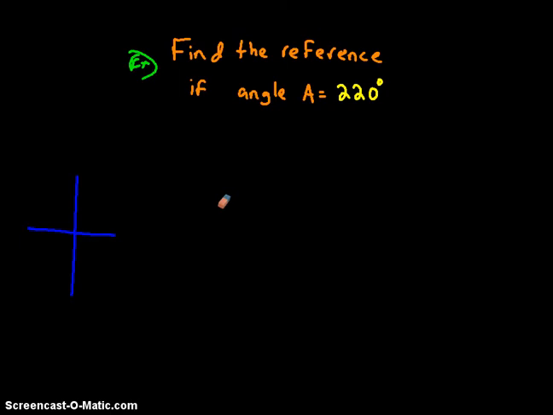So suppose it said find the reference angle if angle A is 220 degrees. So what I would do is I would graph a 220 degree angle. And if you remember, this is 0, this is 90, 180, and 270. Well, 220 is somewhere between 180 and 270. So I know this is my initial side, this is my terminal side, and the angle will look something like this. So this is what 220 degrees actually looks like.